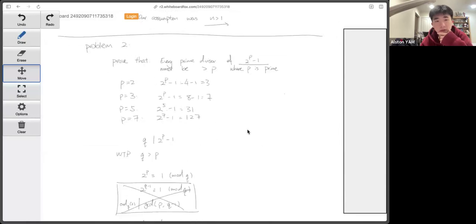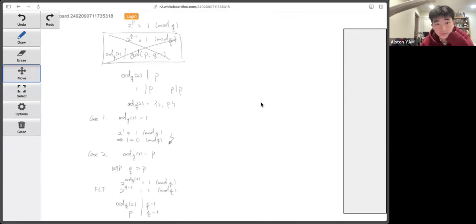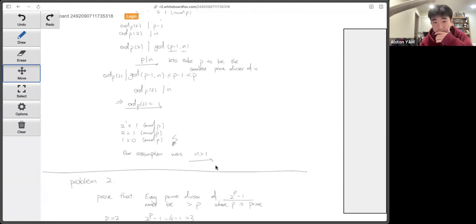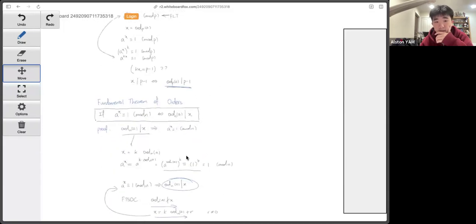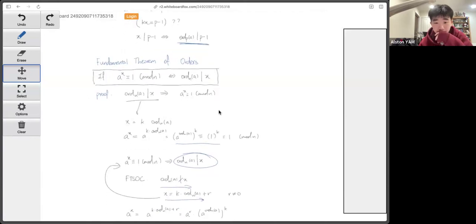Cool. We have about 6 minutes left. So I think I won't do another problem, but I will go over basically the strategies that we've used as a recap, right? Go over the strategies that we've used to do these two problems. So firstly, we introduced the concept of orders. Then we went on to the fundamental theorem of orders, right? And the important thing here that we should take care of is the if and only if sign.